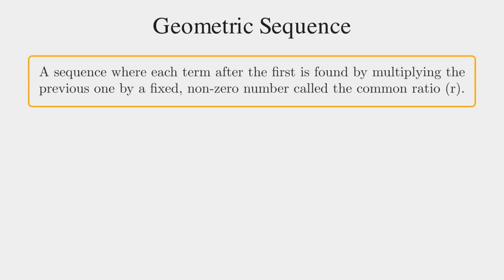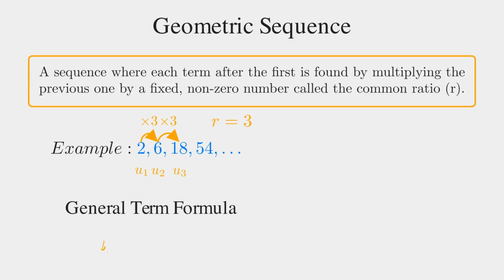Now, let's start by formally defining what a geometric sequence is. A geometric sequence is a sequence of numbers where each term after the first is found by multiplying the previous one by a fixed non-zero number. We call this fixed number the common ratio, denoted by r. For example, in the sequence 2, 6, 18, 54, and so on, our first term is 2 and the common ratio is 3, because each term is 3 times the previous one.